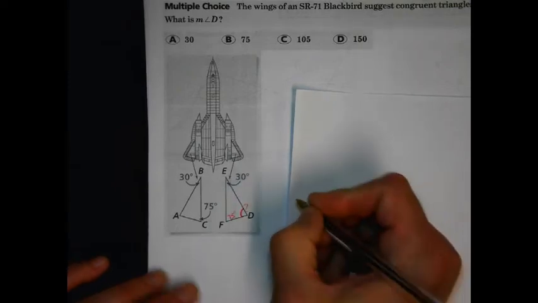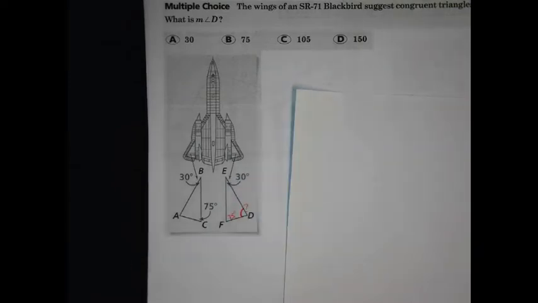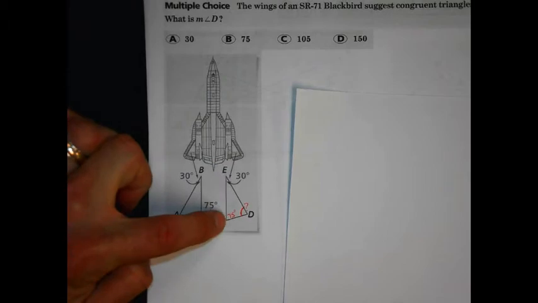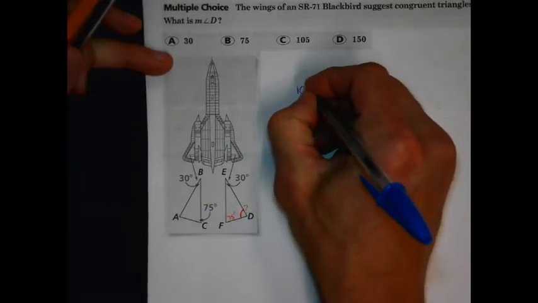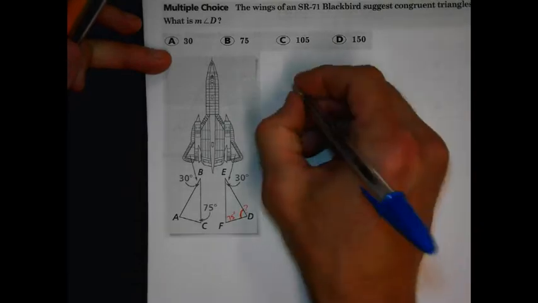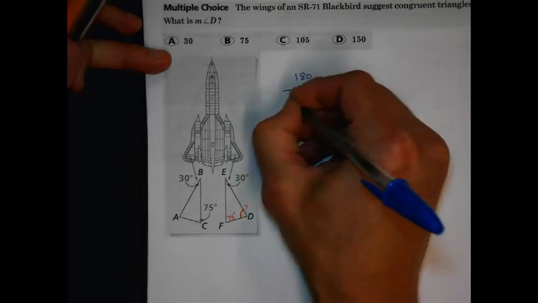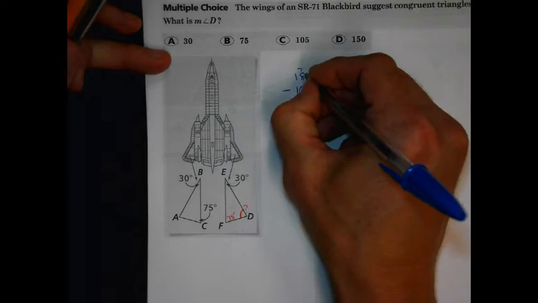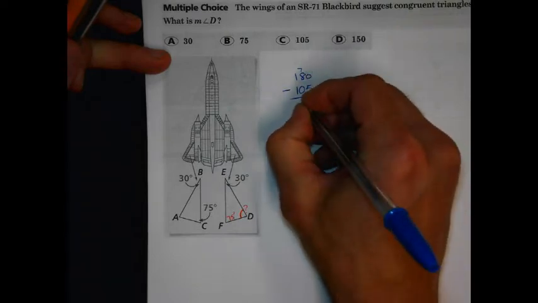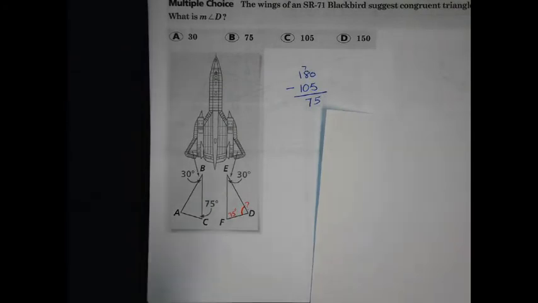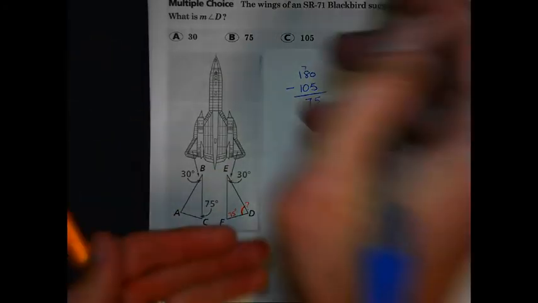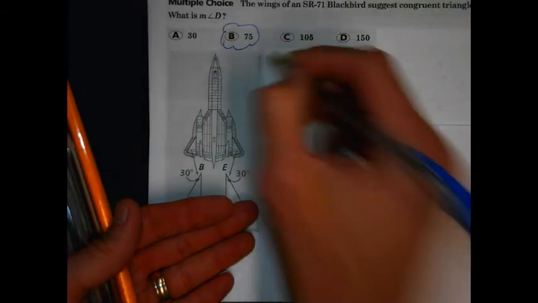So now we are all set to answer the question because we can totally find the measure of angle D. Angle E is 30. Angle F is 75. If I add the two, I get 105. And I subtract that from 180. And guess what? We now know that the measure of angle D is 75. Now we know something else called an isosceles triangle, but whatever. So the correct answer is answer B. In this case, it is 75.